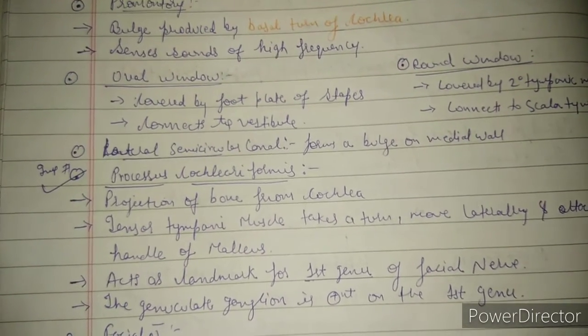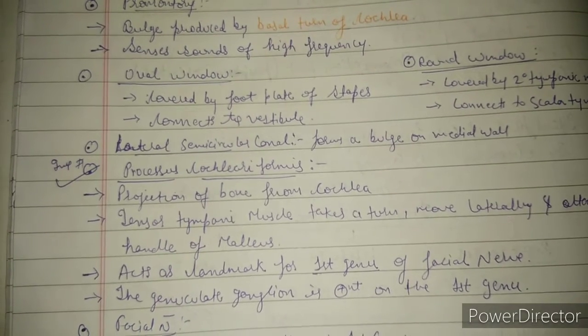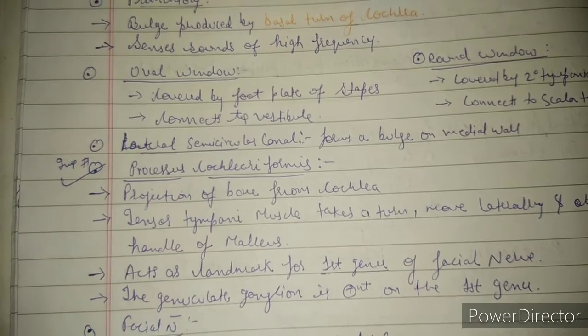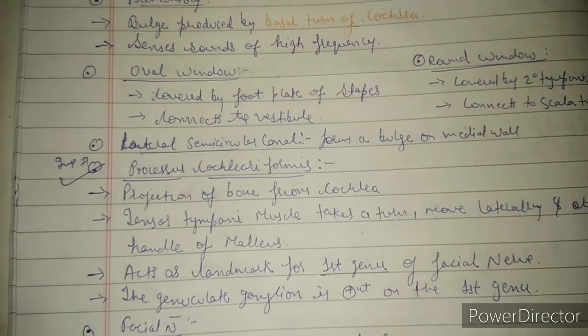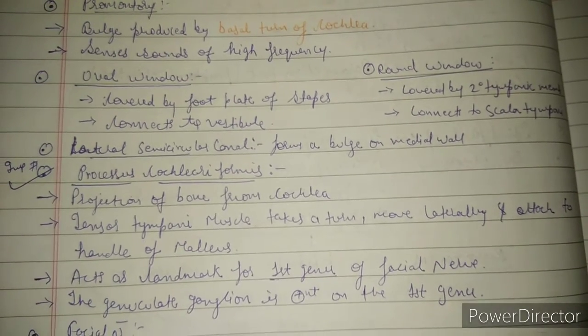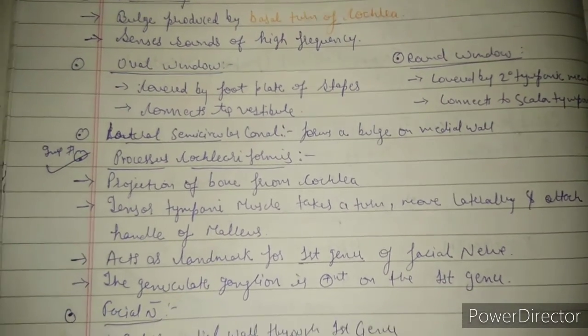Oval window: it is covered by the footplate of the stapes and it connects to the vestibule. O for oval, O-V-A-L, V for oval, and V, it connects to the vestibule. Then we have the round window. It is covered by the secondary tympanic membrane and it connects to the scala tympani.